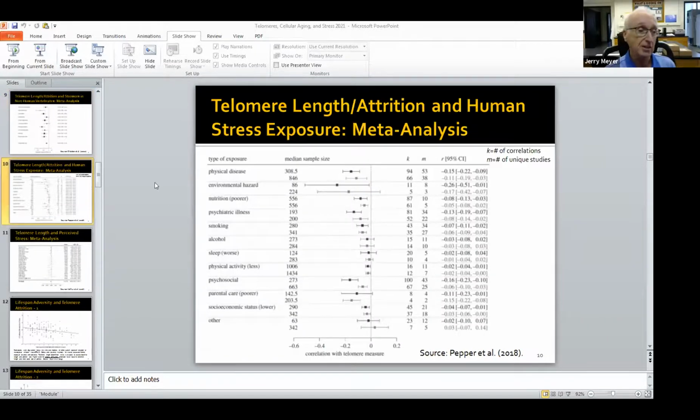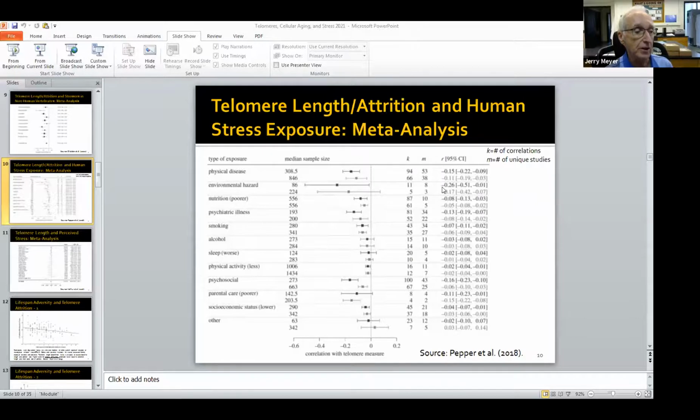All right, I apologize for this. I don't like to apologize for slides, but this one warrants it. This is a meta-analysis from a few years ago looking at a variety of different kinds of human stress exposure. And in this case, the various studies used a correlative approach, correlating the degree of exposure to these different kinds of stressors with telomere length.